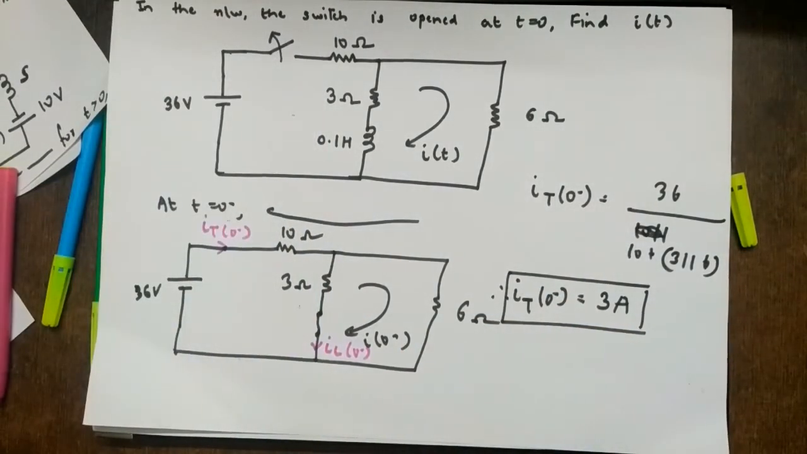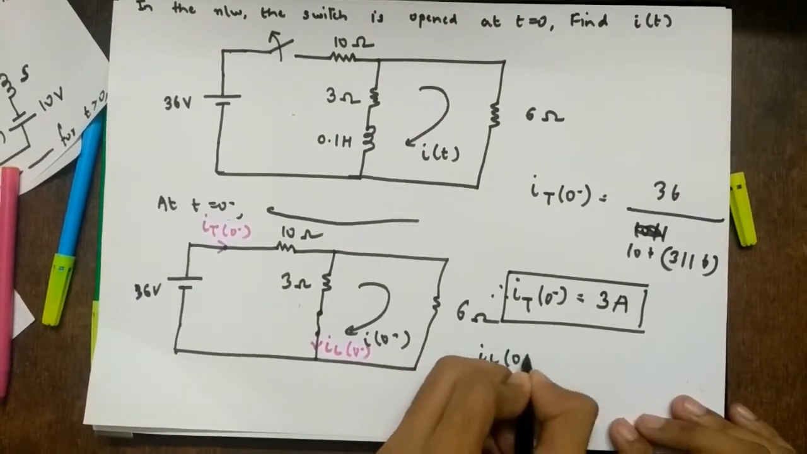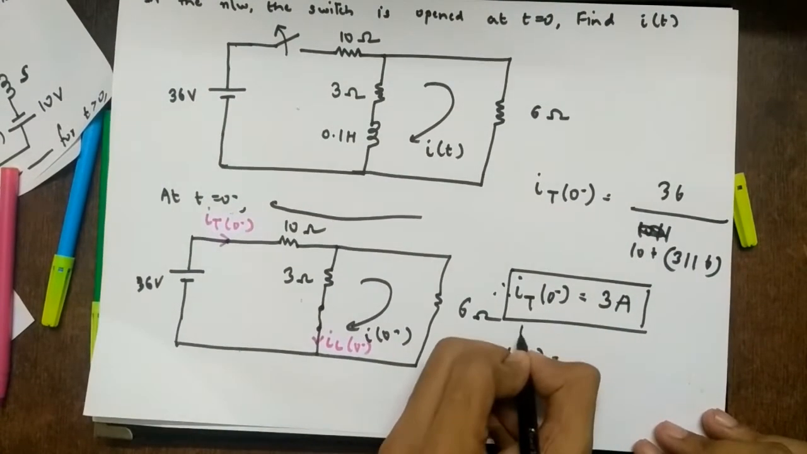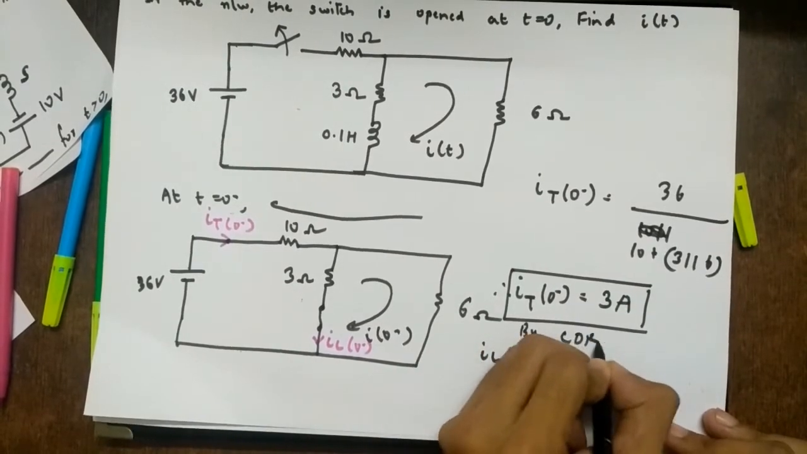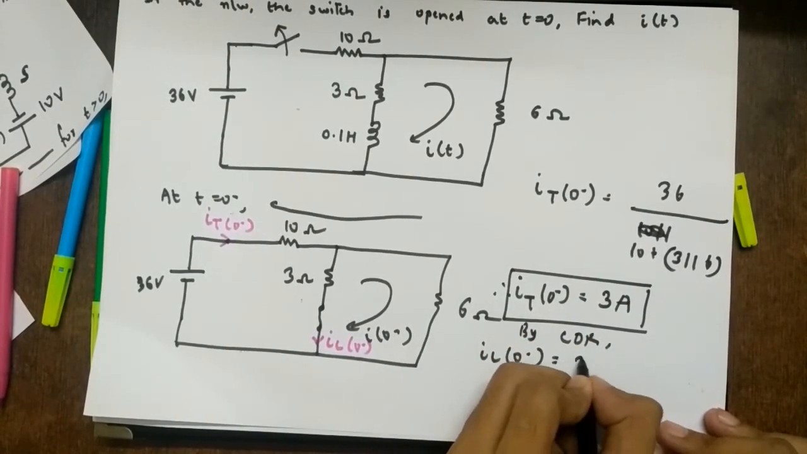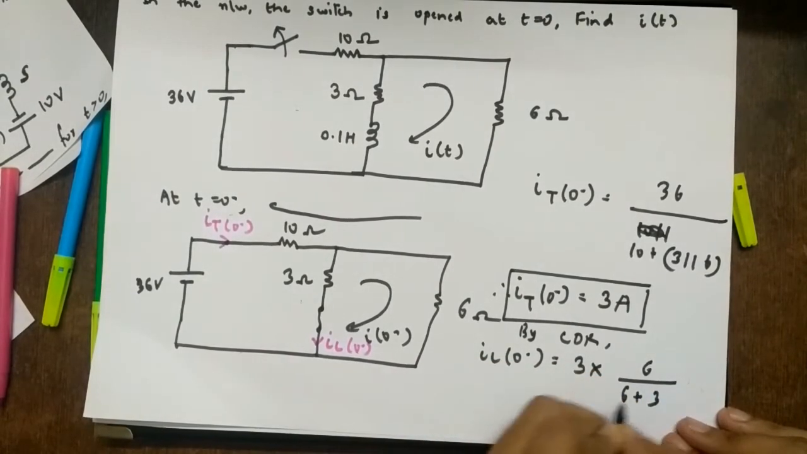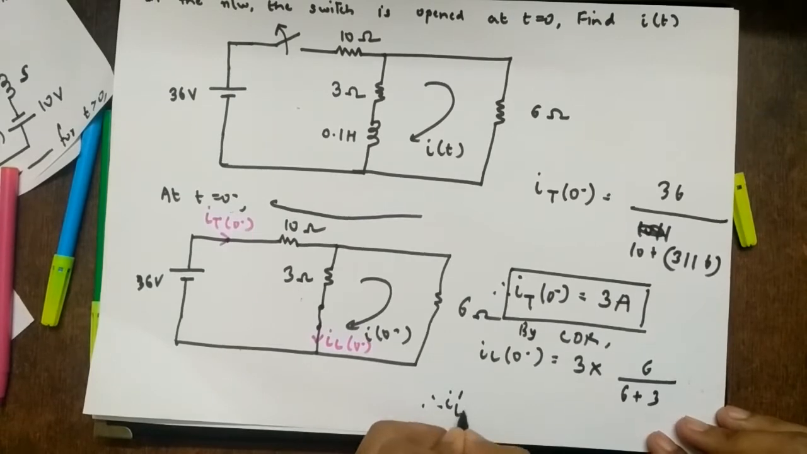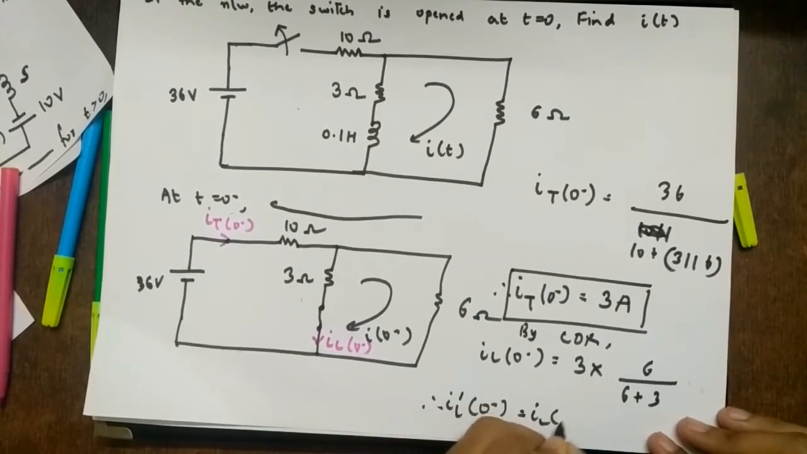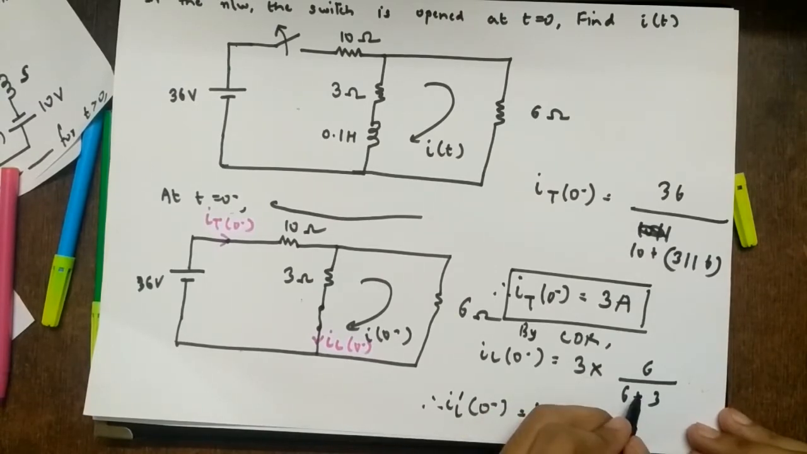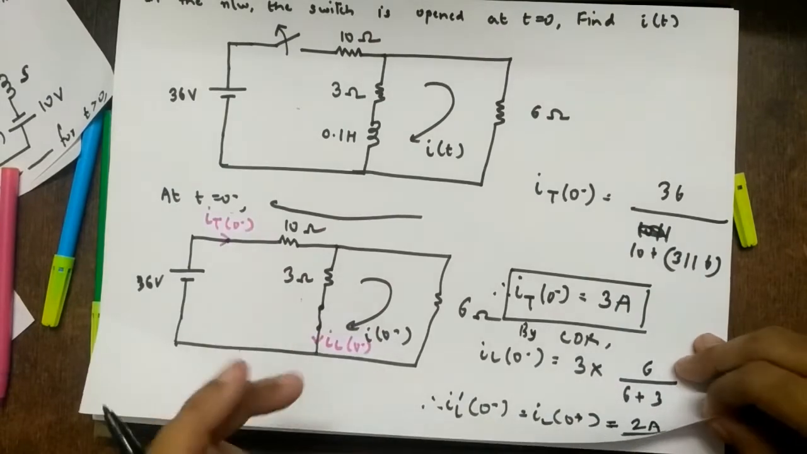You always require the current through the inductor. So iL(0 minus), what will it be? By current division rule, you have to write CDR in full form. Total current 3 into parallel resistance 6 upon that loop resistance 6 plus 3. Therefore iL(0 minus), I am directly skipping one step, so iL(0 plus) equal to 3 times 3 is 9, so 2 amperes, right? Obviously i(0 minus) will be 1 ampere, but that is not required.